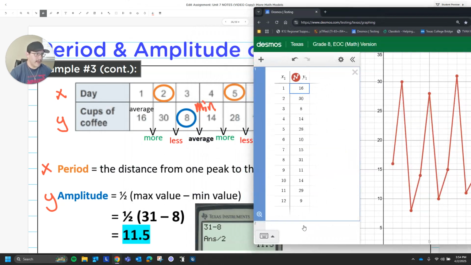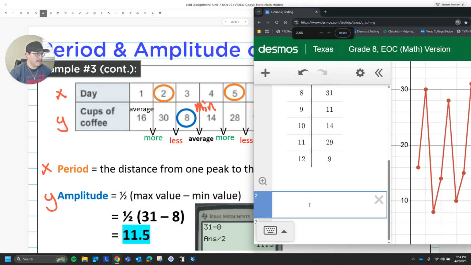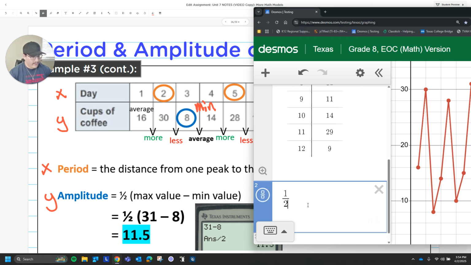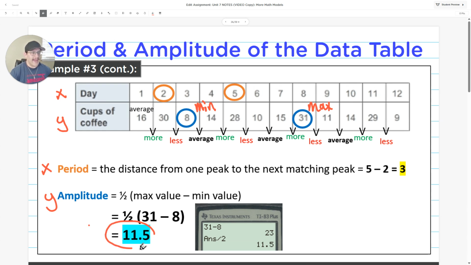I'll put my calculation down here. So 1 divided by 2 times 31 minus 8 is 11.5. And that is our amplitude answer. And remember, amplitude is basically from the midline, how far up or down the graph will go in a repeating pattern.